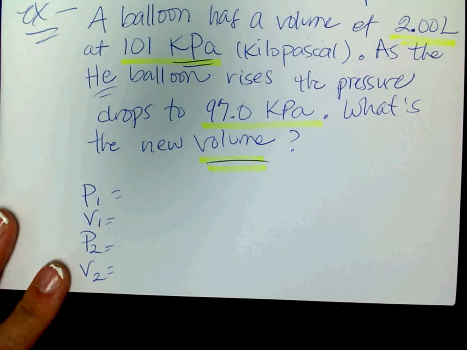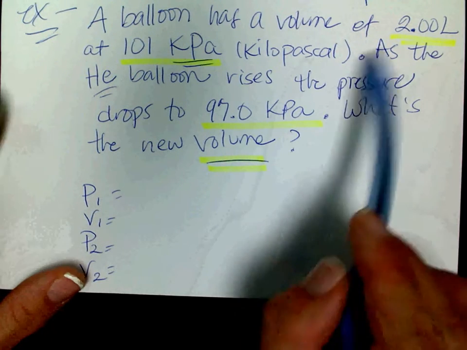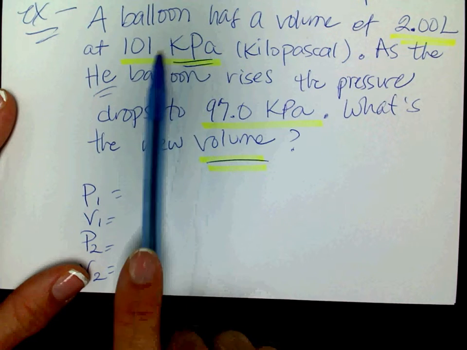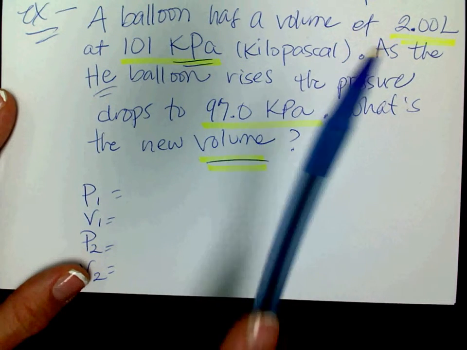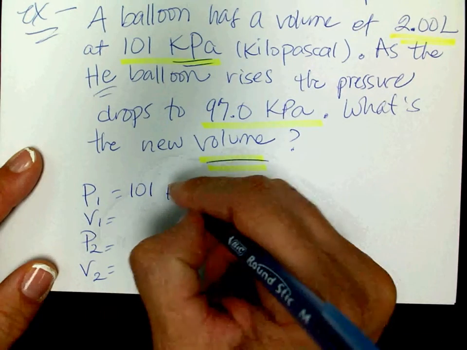All right, let's go with Mackenzie. What's the original pressure of our balloon? What's the original pressure? Oh, pressure. Okay, you're looking at liter, which is a volume, right? This is our pressure unit right here, kPa. So my original pressure is that 101 kilopascals, right?